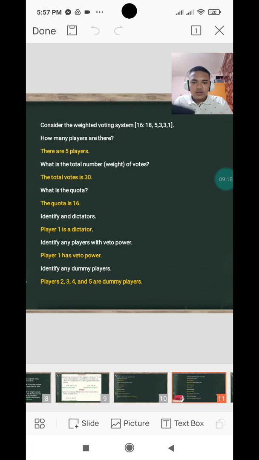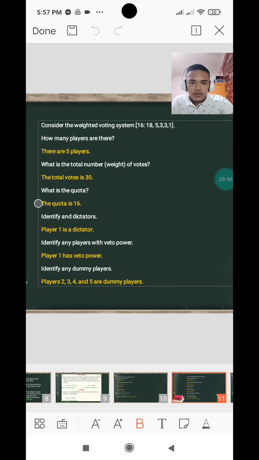What is the total weight of votes? The total votes are 30. We add 18 plus 5 plus 3 plus 3 plus 1 equals 30. Next, what is the quota? Our quota is 16, right there. That was 16.